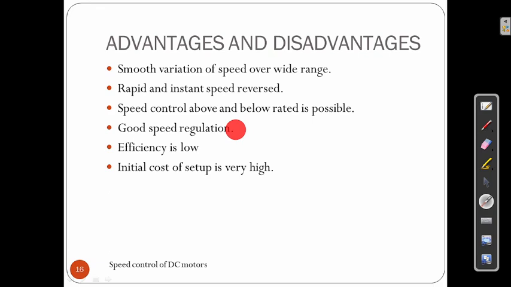But the main disadvantages here are that efficiency is low, as well as the initial cost of the setup is very high. These two are the disadvantages of this system.